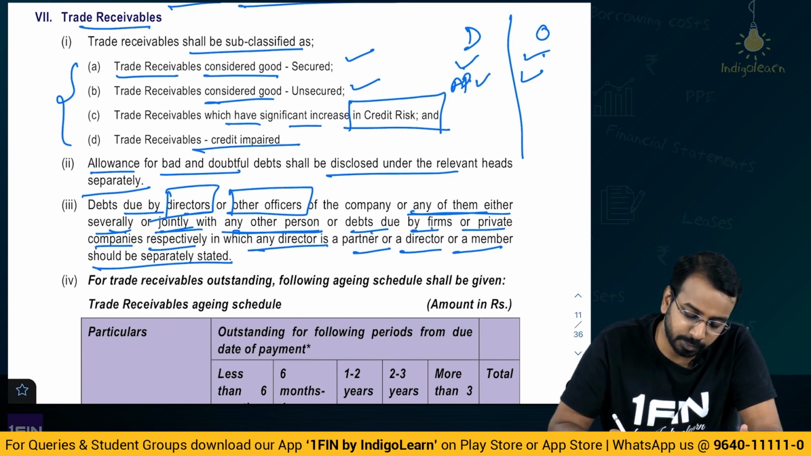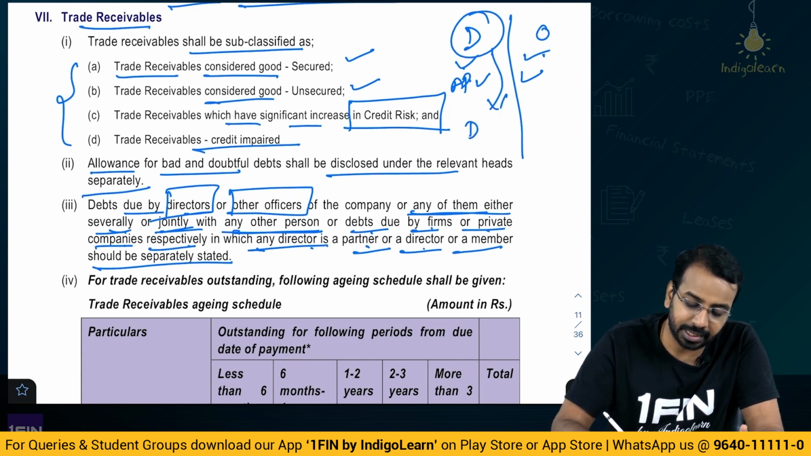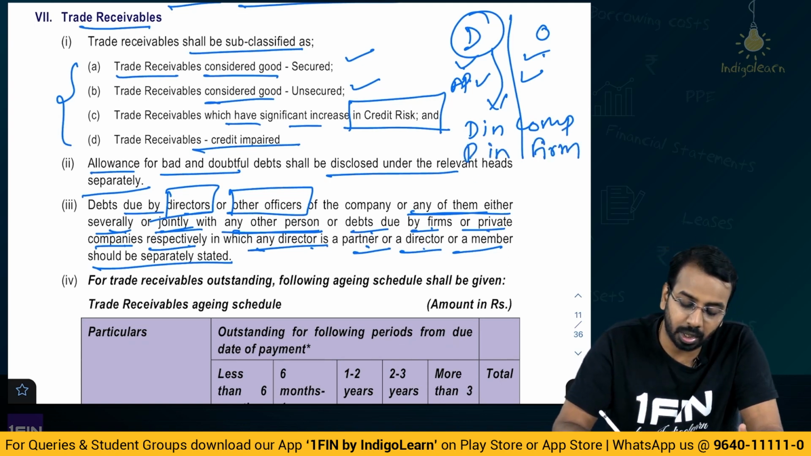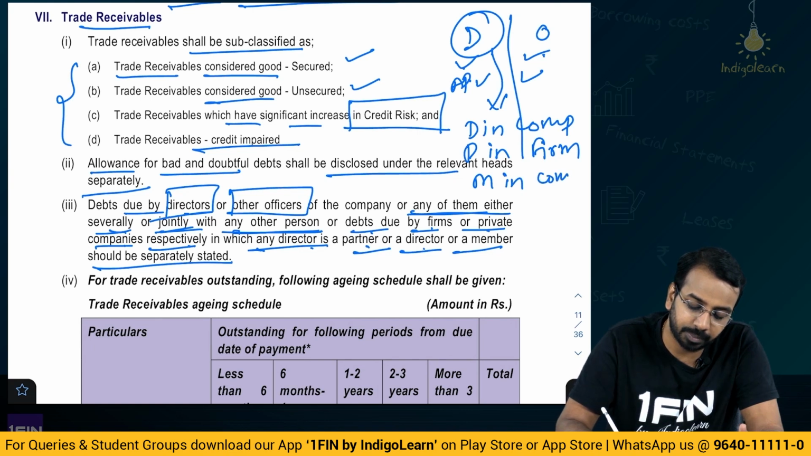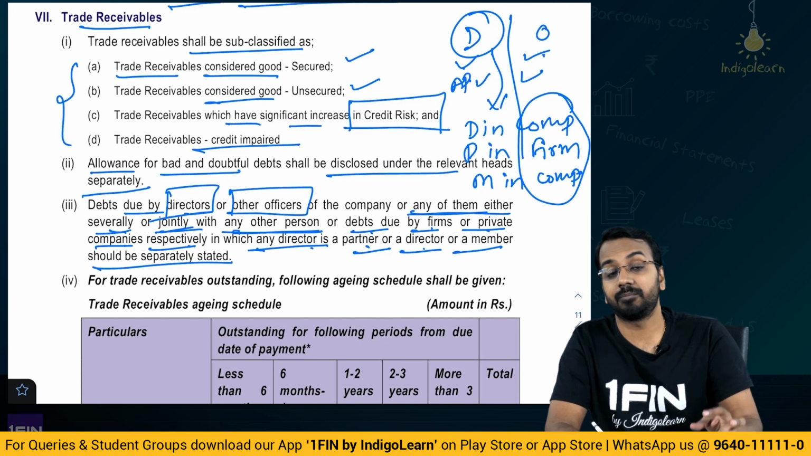Then debts due by firms, private companies respectively in which any director is a partner, director or a member. So this director, if he is a director in a company, or if he is a partner in a firm, okay, or if he is a member in a company, so for these companies and firms where the amount is due, that has to be disclosed separately.